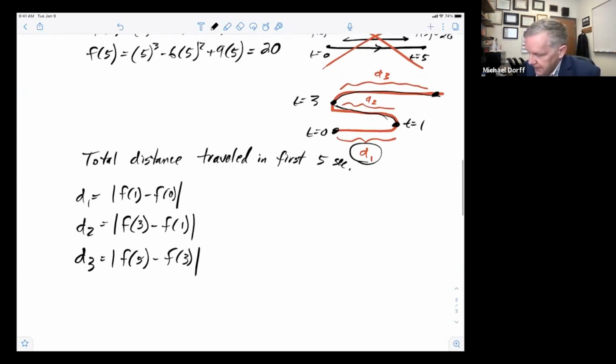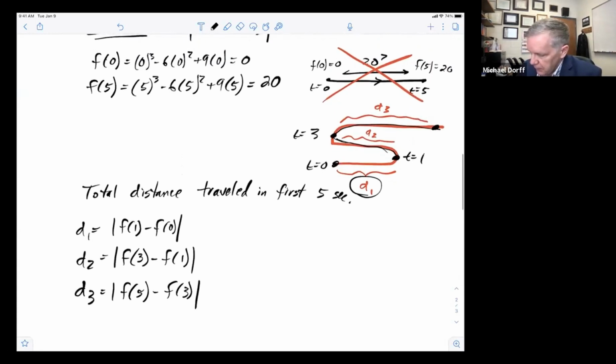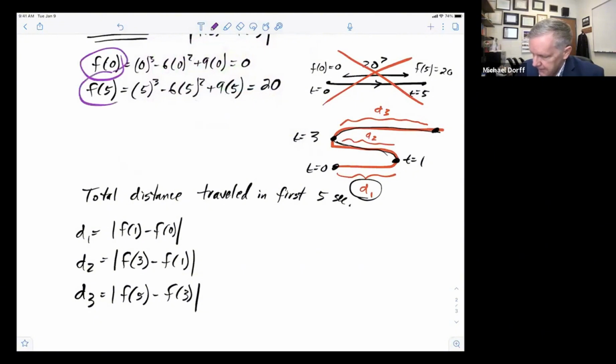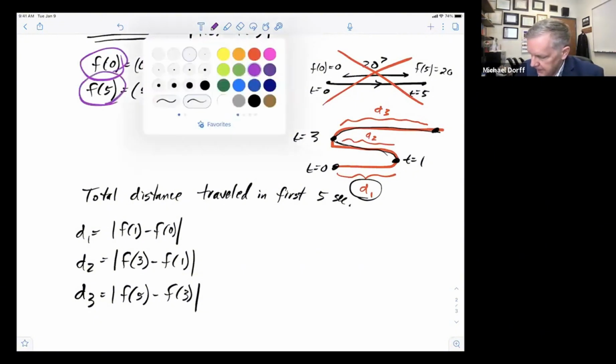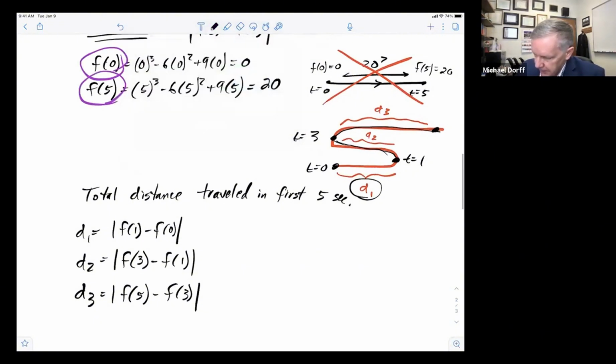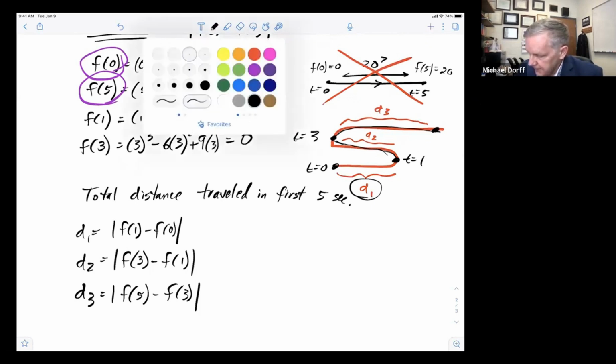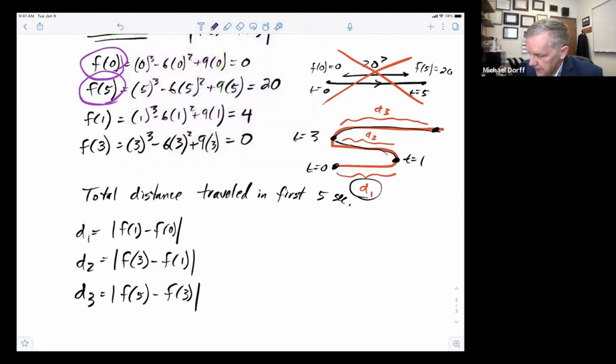All right, so I need to figure out some more of these values here. We know what f of 0 is. We did that up here, and we did f of 5. So we also need to do f of 1 and f of 3. So what's f of 1? So I put 1 in there, all right? And when I do that, I get 4. And when I put 3 into f, I get 0. All right, so these values here are really important in solving this problem.